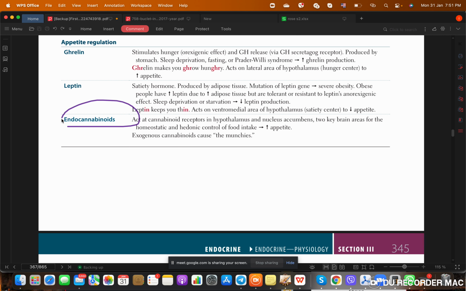So, the endocannabinoid type of hormone. These act on receptors located in the hypothalamus and the nucleus accumbens. I don't know, guys, if you do drugs or not, but if you have ever seen anybody who uses cannabis, what do they do after they use cannabis?